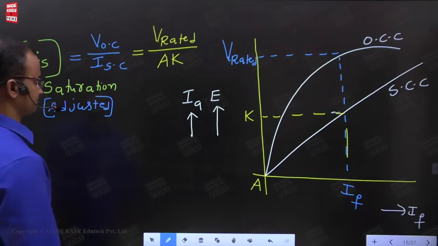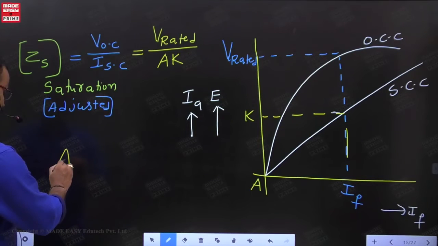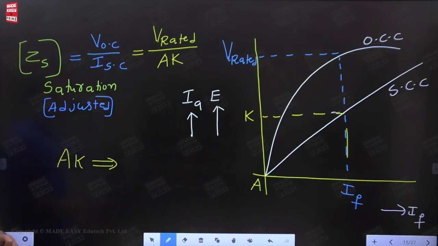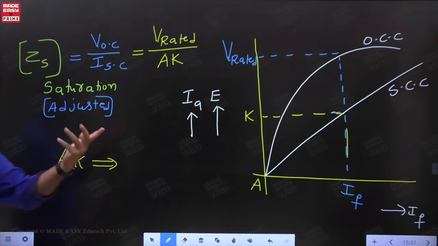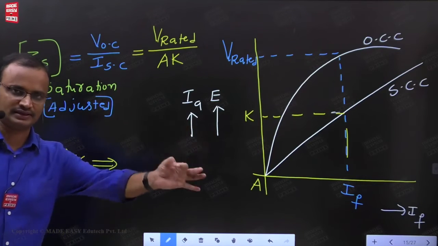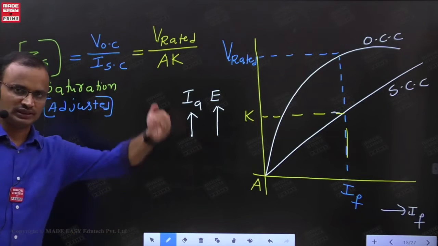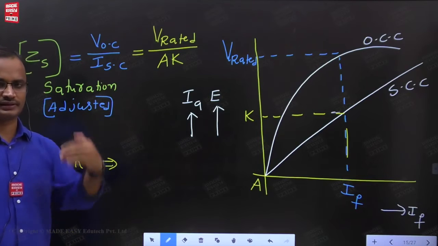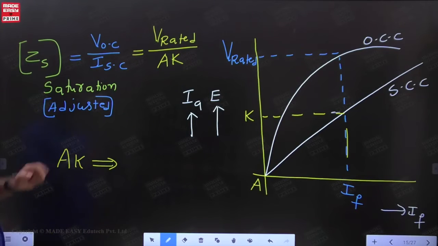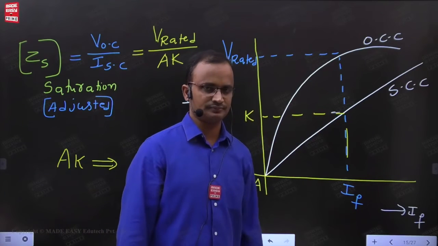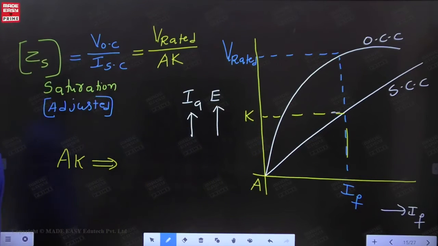Observe one more objective question. Again, they are asking: in the calculation of saturated synchronous impedance, the short circuit current is equal to what? In the options they give exactly equal to rated current, less than rated current, or greater than rated current. Every time remember, in the saturated synchronous impedance, the length of AK is taken from the SCC.